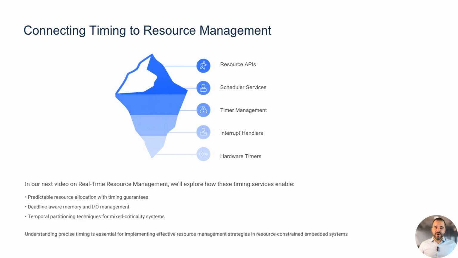Timing mechanisms aren't just for scheduling. They're foundational to resource management in RTOS, especially for systems handling different criticality levels or complex I/O. Hardware timers, along with interrupt handlers, allow precise, predictable resource allocation, ensuring tasks meet deadlines without collision. Using timing APIs, RTOS schedulers can enforce both periodicity and deadline awareness for memory or I/O access, enabling a form of temporal partitioning where critical tasks are guaranteed resources at the right time.